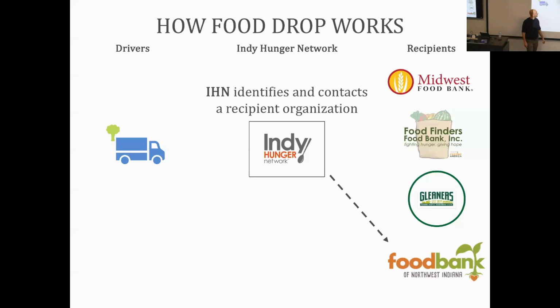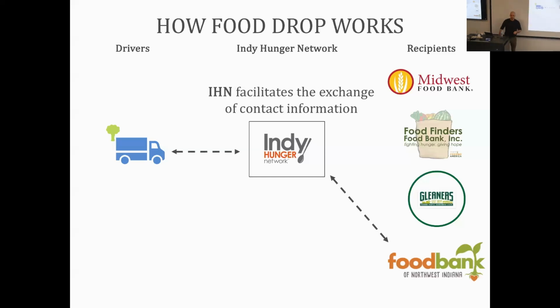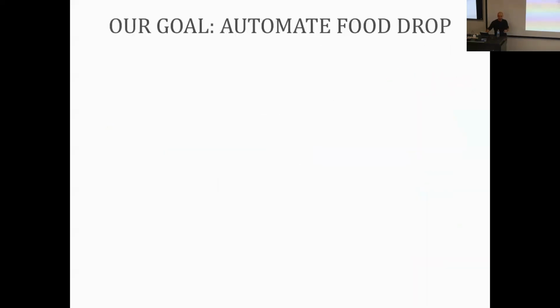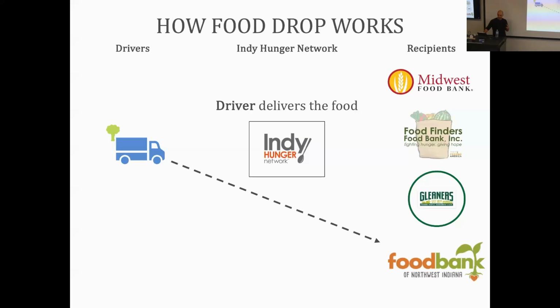IHN identifies a recipient, and then they facilitate the exchange of information, and then the driver goes and delivers the food. Okay, that's how this works. In numbers, they allocate something like 150,000 pounds of food a year. So that's the scale of this problem.